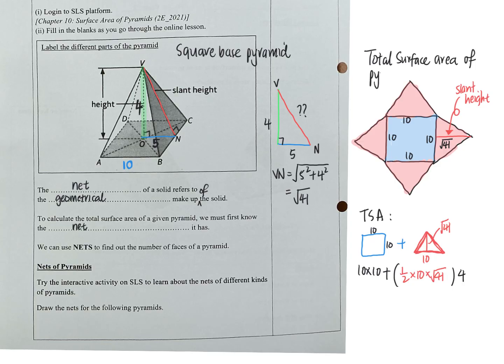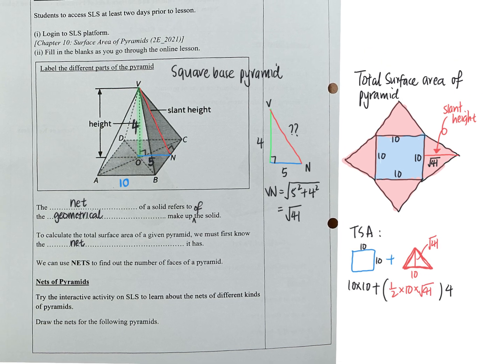So this is just what I want to tell you today. For the formula for finding total surface area, I don't have one fixed formula. But as long as you know the net, you can find the total surface area: the 4 triangles plus the square base. Okay? So this is the only important thing I want to tell you today.